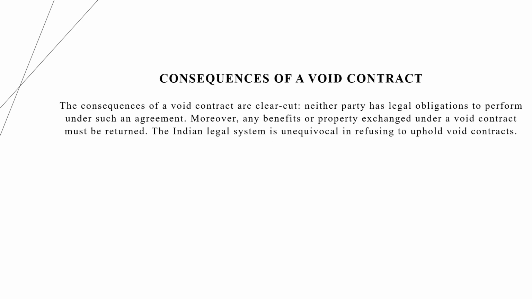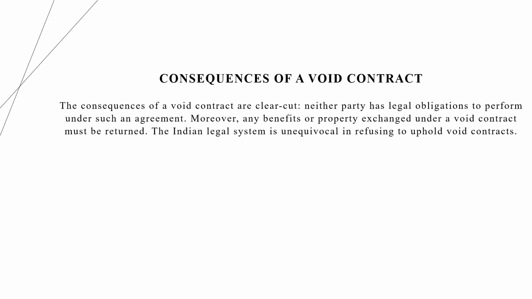Consequences of a void contract. When a contract is declared void, it essentially means that the contract is non-existent from the very beginning, as if it never existed in the eyes of the law. Consequently, both parties are released from any legal obligations that might have arisen from the contract. The consequences of a void contract are clear-cut and significant.